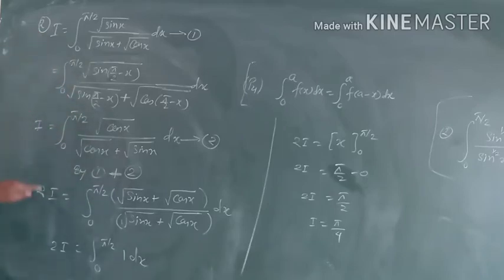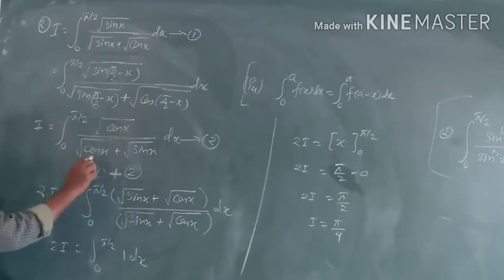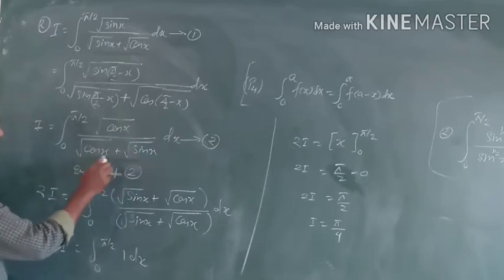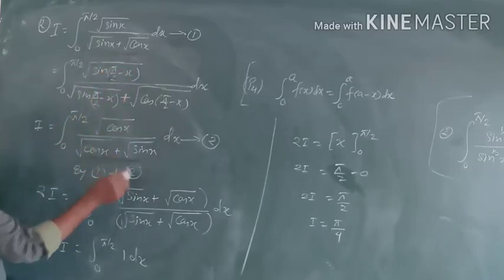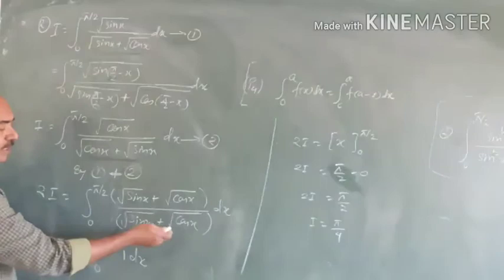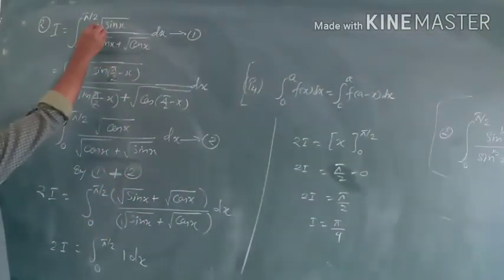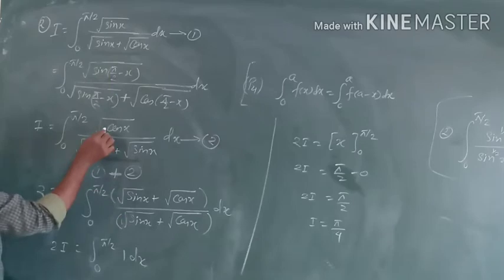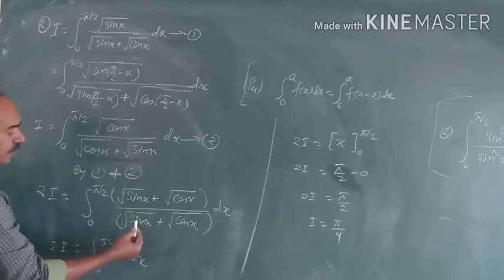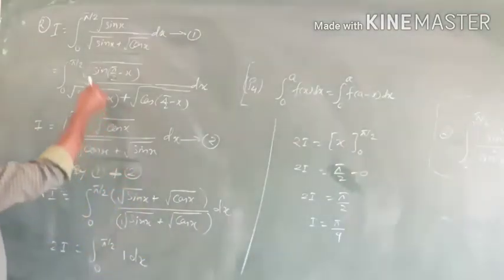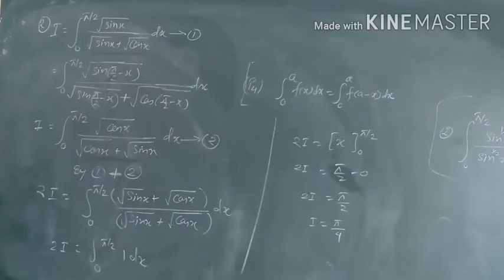Once again, add 1 and 2. So I plus I is 2I, and here we directly write a common integral from 0 to pi by 2. Let's observe here: the denominators are under root sin x plus under root cos x in both. The denominator is the same, so write the denominator commonly. It means take the LCM like this. Write this numerator under root sin x plus this numerator under root cos x over the common denominator under root sin x plus under root cos x. The numerators are added like this.